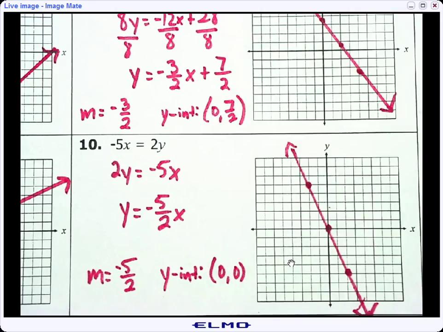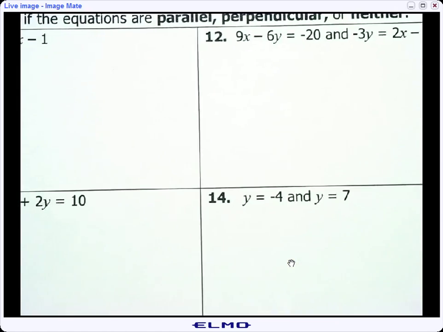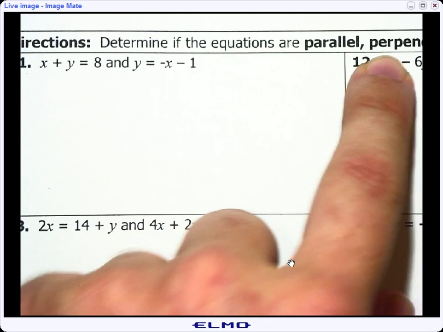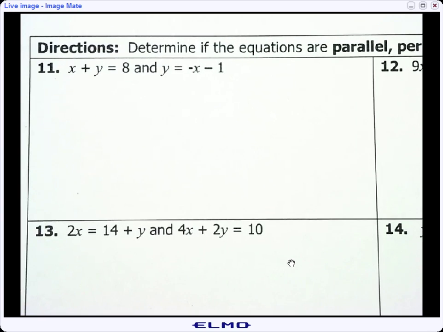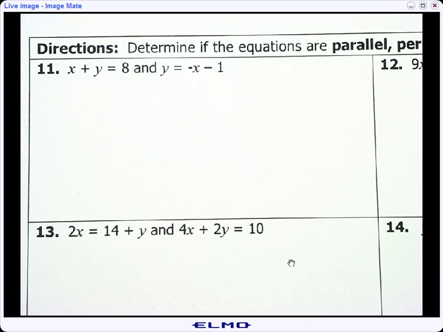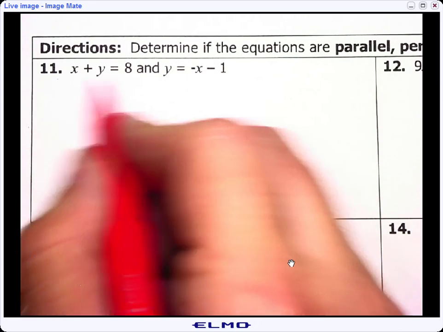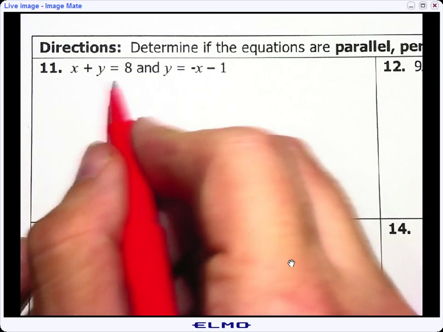All right, other side. Now what they want me to do is to determine whether or not these lines are parallel, perpendicular, or neither. Remember, if two lines are parallel, their slopes are the same. If they are perpendicular, their slopes are opposite and flipped. And if it's neither of those cases, then the lines are neither parallel or perpendicular. So what we need to figure out is what is the slope of each line. So if I start with number 11, I'm going to figure out the slope by putting this in slope-intercept form.